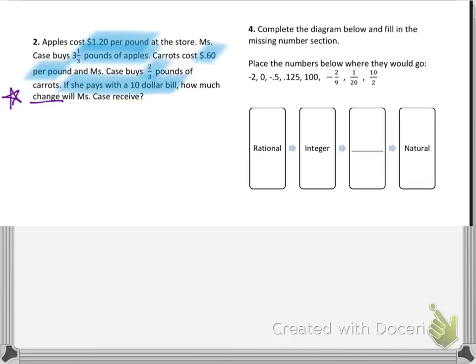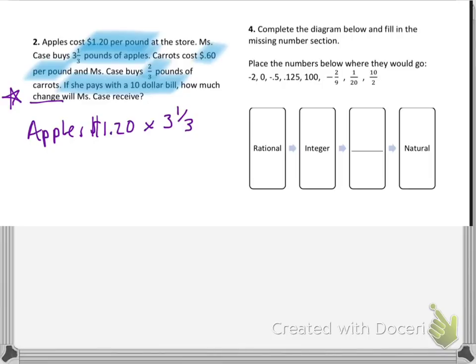So let's first talk about apples. So apples, she pays 1.20 dollars per pound for 3 1/3 pounds. So if it's per pound and we buy 3 1/3 pounds, that means we would need to multiply those numbers. I like to multiply with fractions, and so there's two different ways you can do this. You can convert 3 1/3 to a decimal and multiply, or you can convert 1.20 to a fraction and multiply.